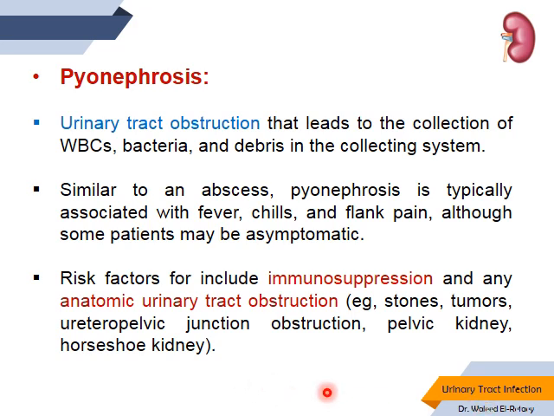Risk factors for the development of pyelonephrosis are immunosuppression and any anatomic urinary tract obstruction, either stones, tumors, ureteropelvic junction obstruction, or congenital abnormalities in the kidneys like pelvic kidney or horseshoe kidney.